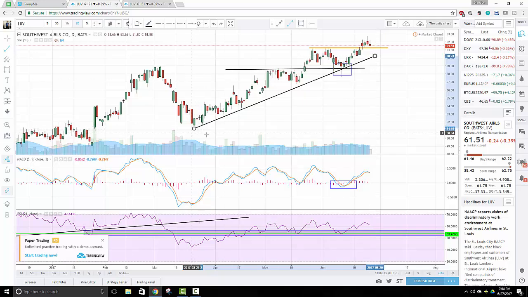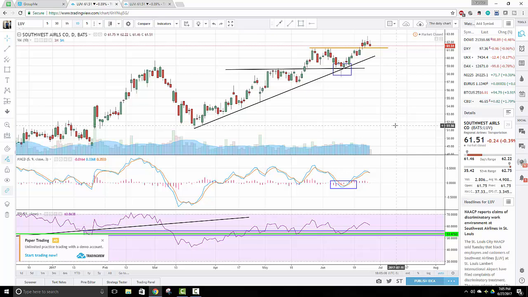And I like to keep my focus on a small period in time. I don't like to bias myself by saying I'm going to look over here and try to match up points over here. I'm going to try to match up points in this area. As you can see, we kind of test that line right here, right here, right here. And we even bounce off it right here.